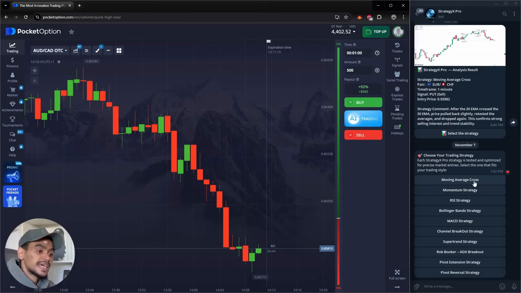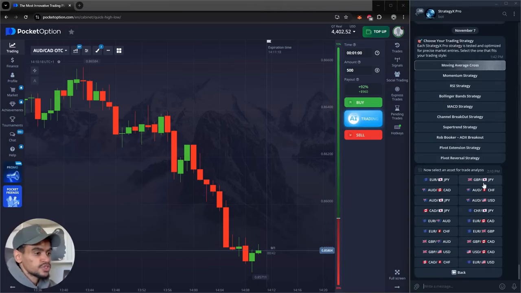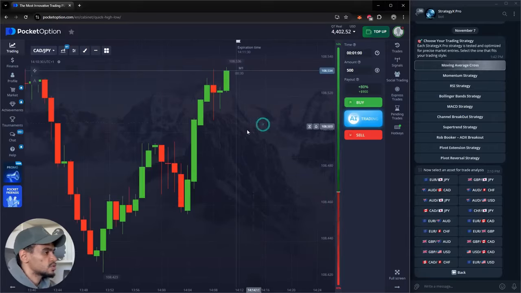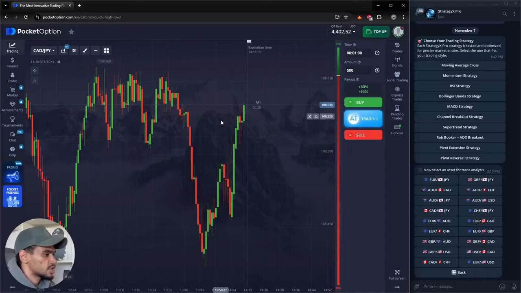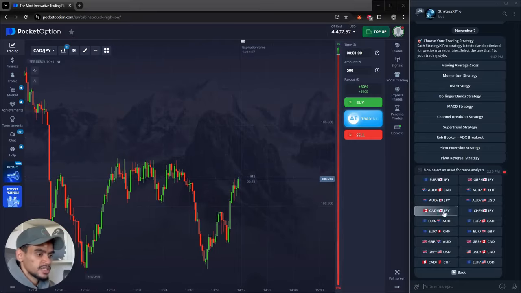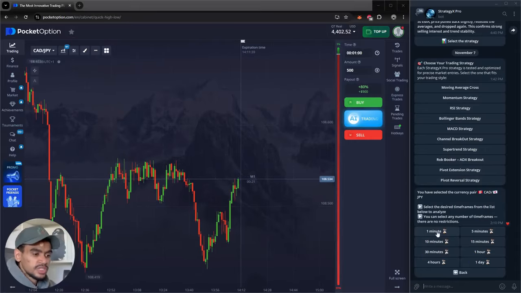For example, let's start with the moving average cross. We just need one above 80%. I always say, look for the asset with a good payout and a somewhat stable situation. And this is once again a really tough market. So let's try it. Canadian, Japanese yen. We're going to select 1 minute.